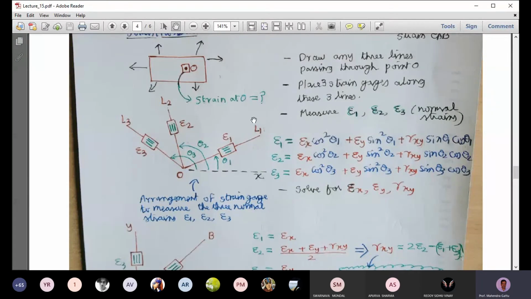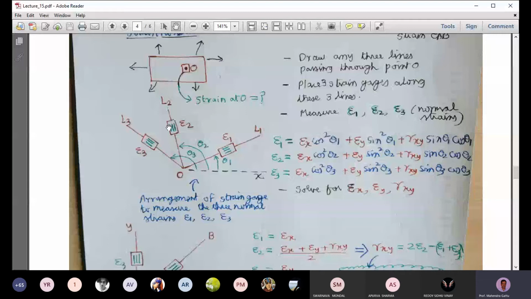We have one relation between epsilon of theta and epsilon x, epsilon y, and gamma xy. That relation is given here. Epsilon of theta is epsilon x cos square theta plus epsilon y sin square theta plus gamma xy sin theta cos theta. So for the strain gauge oriented at an angle of theta 1, we have epsilon 1, which is epsilon x cos square theta 1 plus epsilon y sin square theta 1 plus gamma xy sin theta 1 cos theta 1.